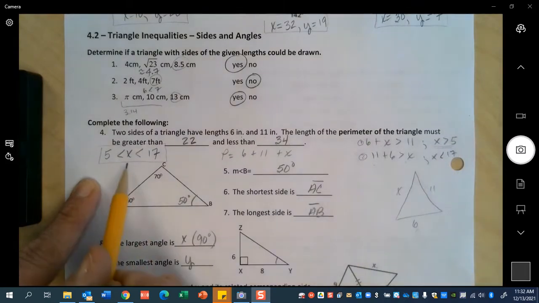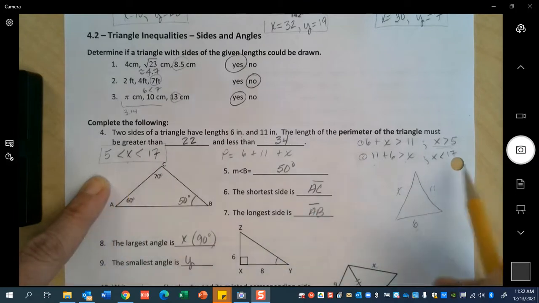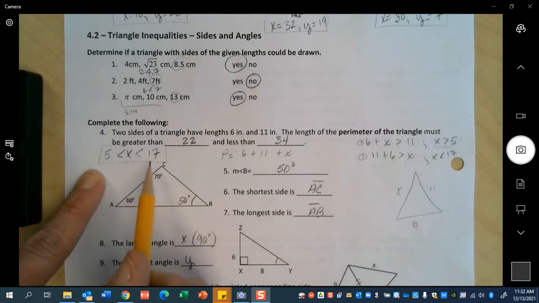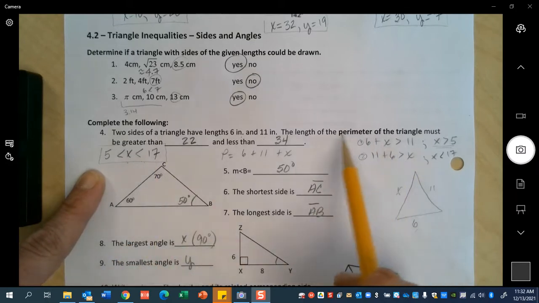So when I write these two inequalities, I get these values for x. X has to be bigger than 5, which I wrote over here, and x has to be smaller than 17, which is there. So this is just my values for x. These are the ranges, as long as x is bigger than 5 and smaller than 17. That's all right. Yeah, but it asks you the lengths of the perimeter.